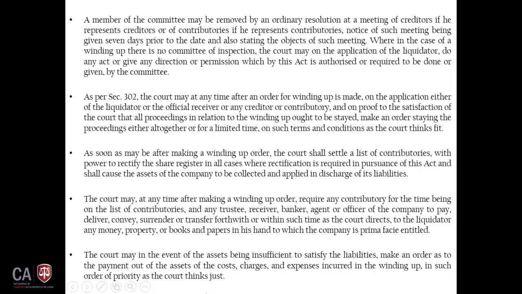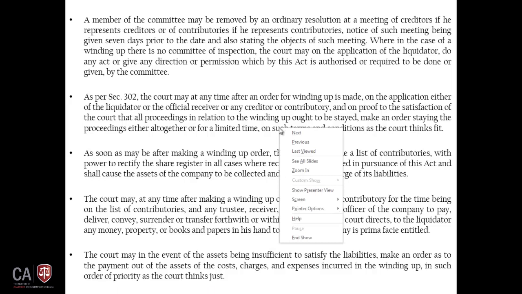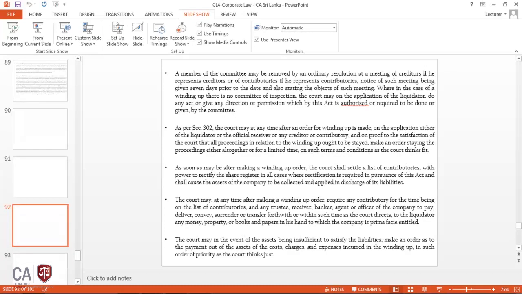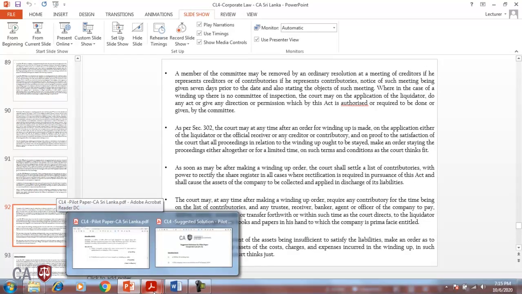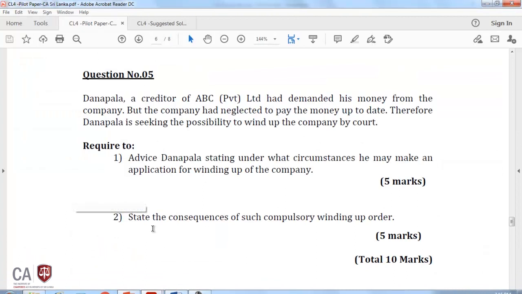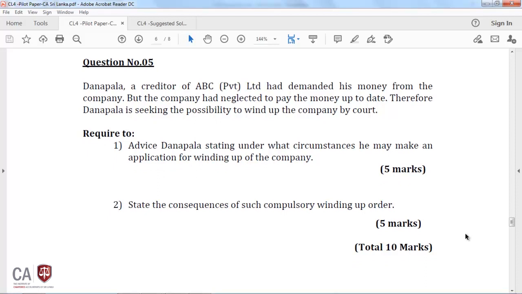So the court has to thereafter make such orders, and then the company will be dissolved in such a manner. State the consequences of such compulsory winding up order. That is what we discussed.